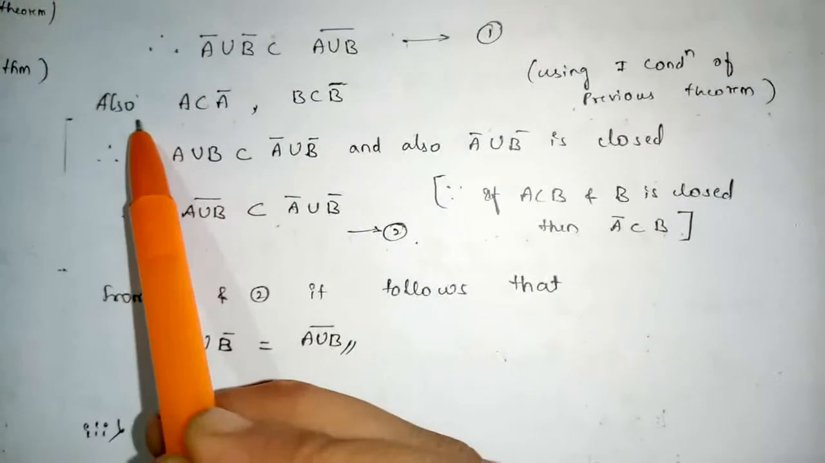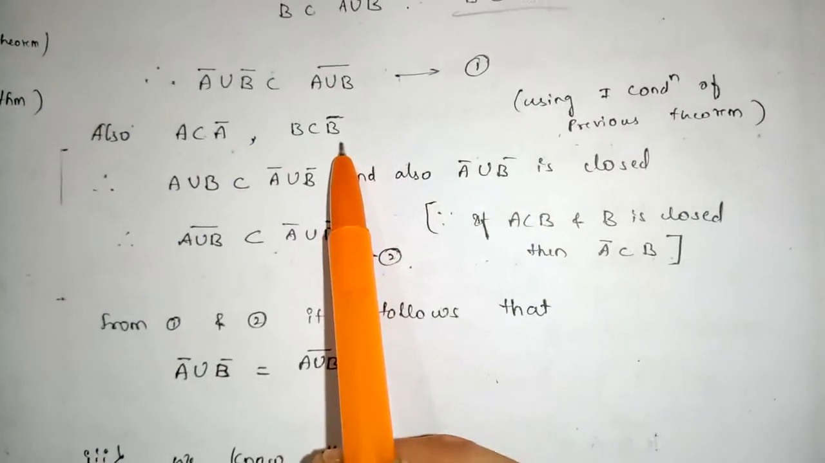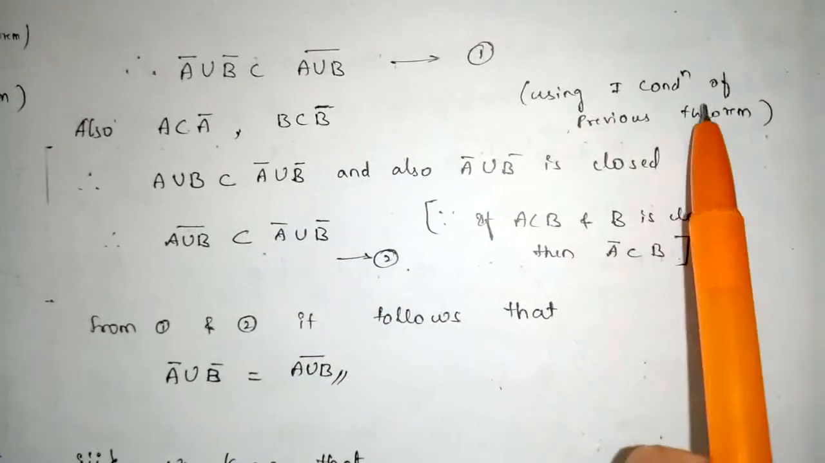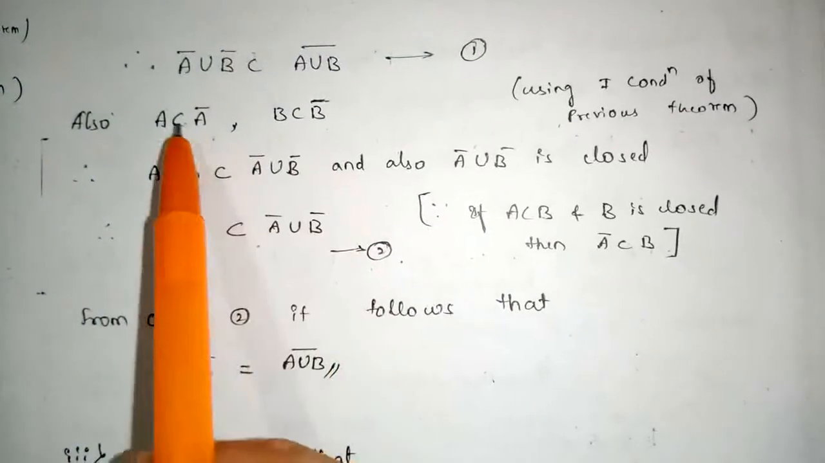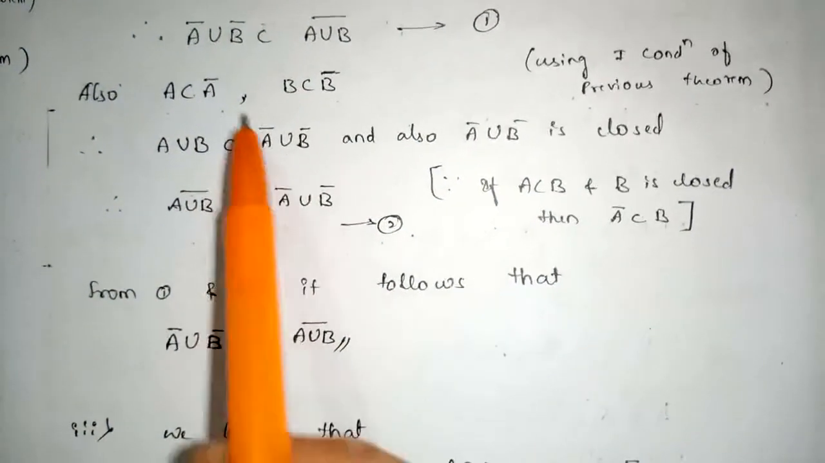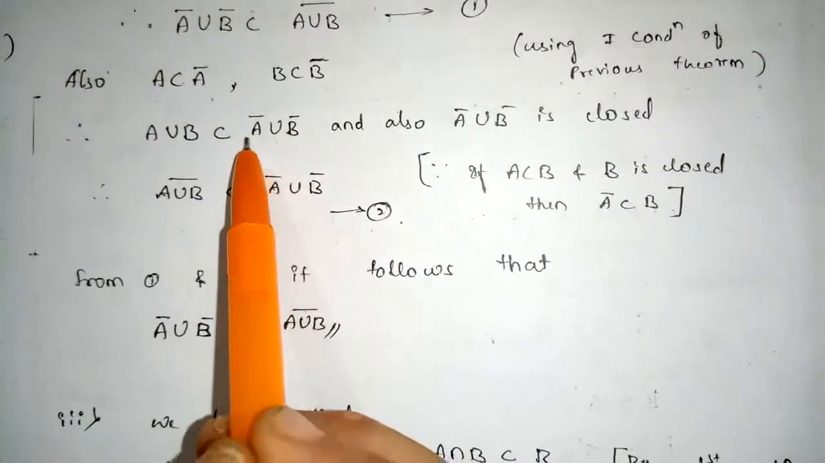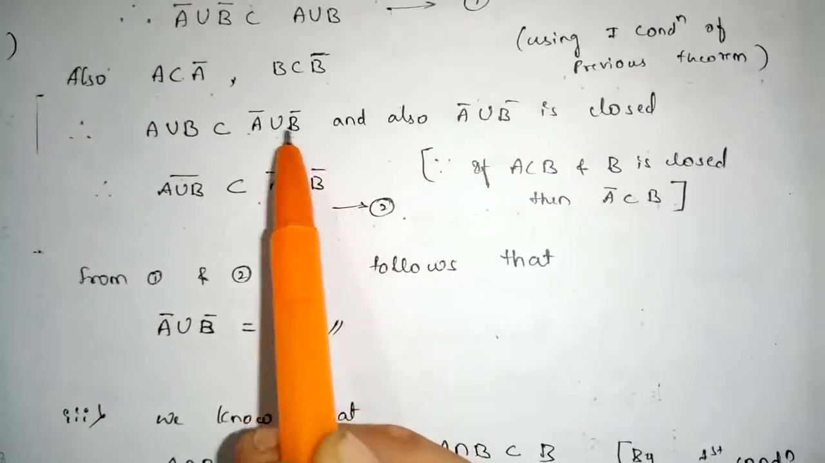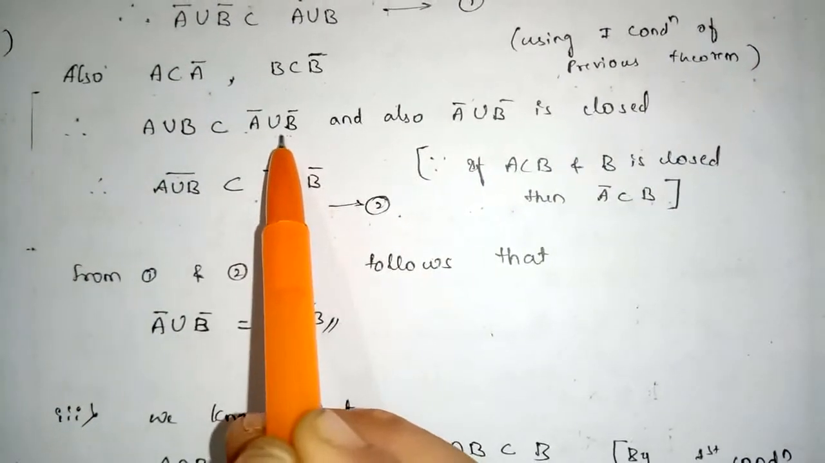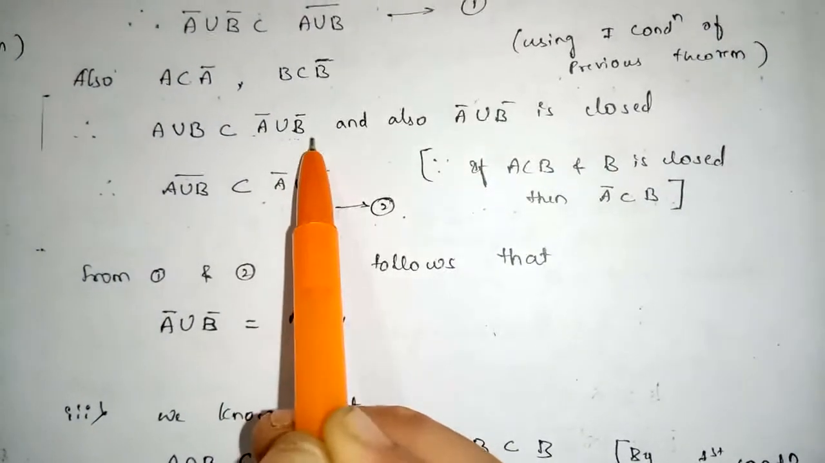Also we know that A is a subset of A bar and B is a subset of B bar using the first condition of the previous theorem. Then union of these two, A union B is a subset of A bar union B bar. And observe that A bar is a closed set, B bar is also a closed set. Then automatically union of these two closed sets is again a closed set. Therefore, A bar union B bar is closed.